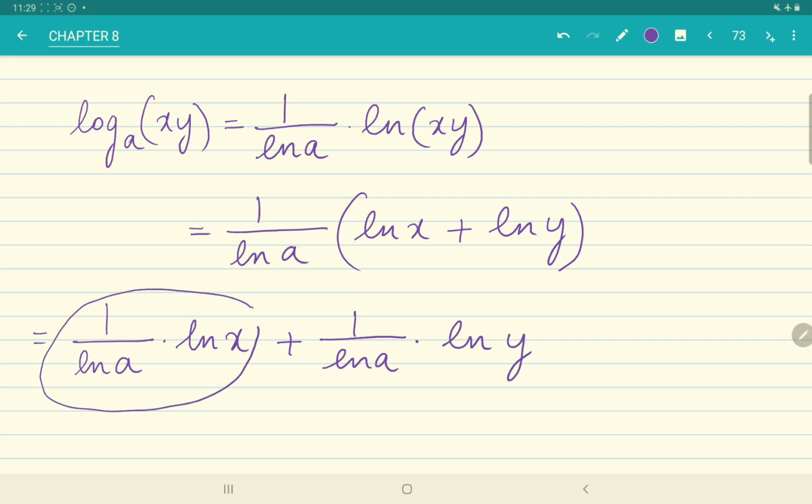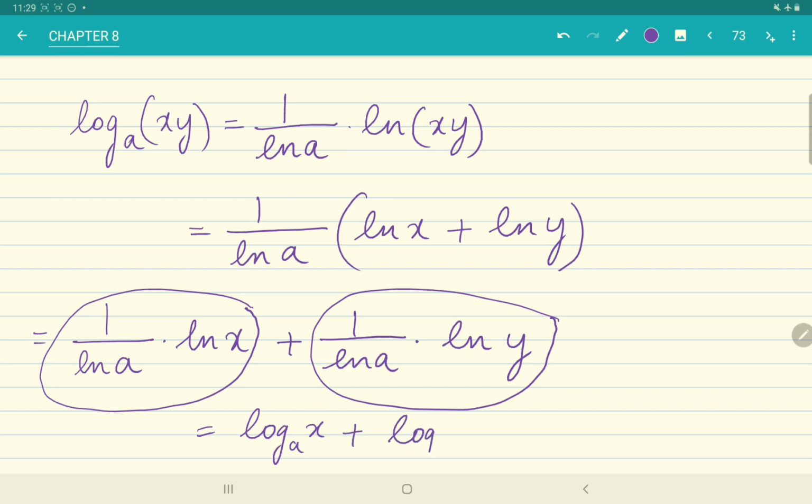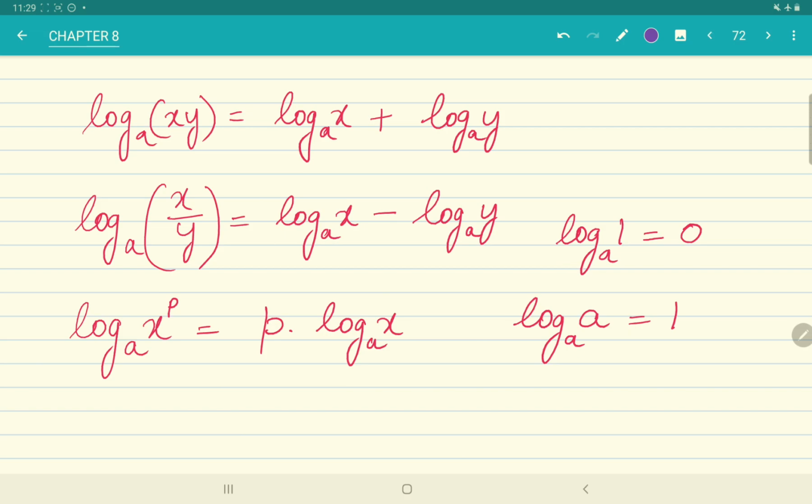This expression is nothing but log of x to the base a. This expression is nothing but log of y to the base a. So that means I can write log of x to the base a plus log of y to the base a, and that actually proves the very first rule.